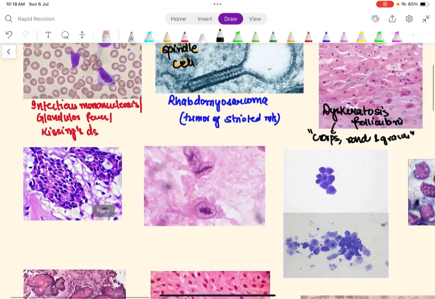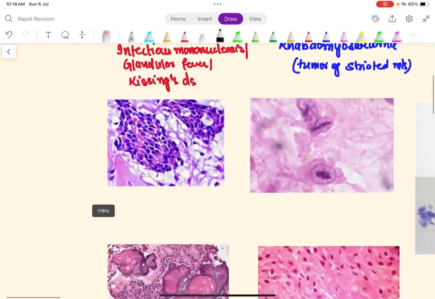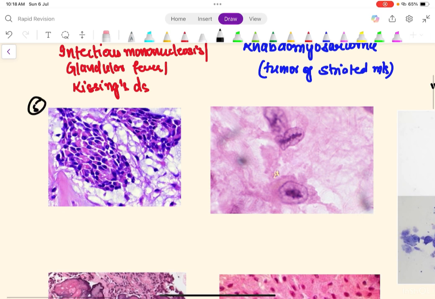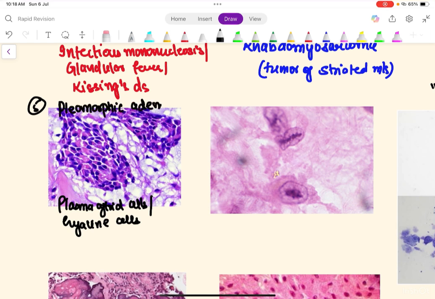Now coming on to the next one. These are very pretty cells, right? This is the plasmacytoid cells, or you can think of them as the hyaline cells. First you can remember plasmacytoid cells, and then these are the hyaline cells. These are present in pleomorphic adenoma, and they are modified myoepithelial cells.